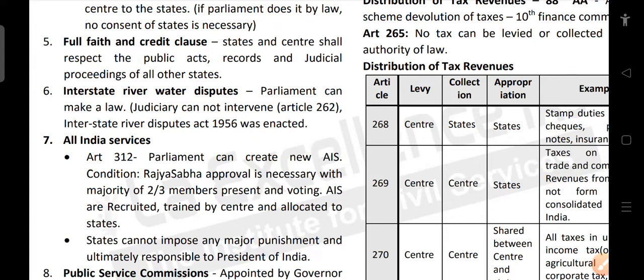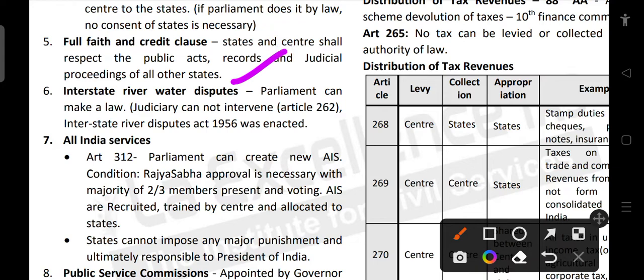Then interstate river water disputes. Parliament can make a law. The judiciary cannot intervene in water-related disputes under Article 262. The Interstate River Water Disputes Act 1956 was enacted by the Parliament.